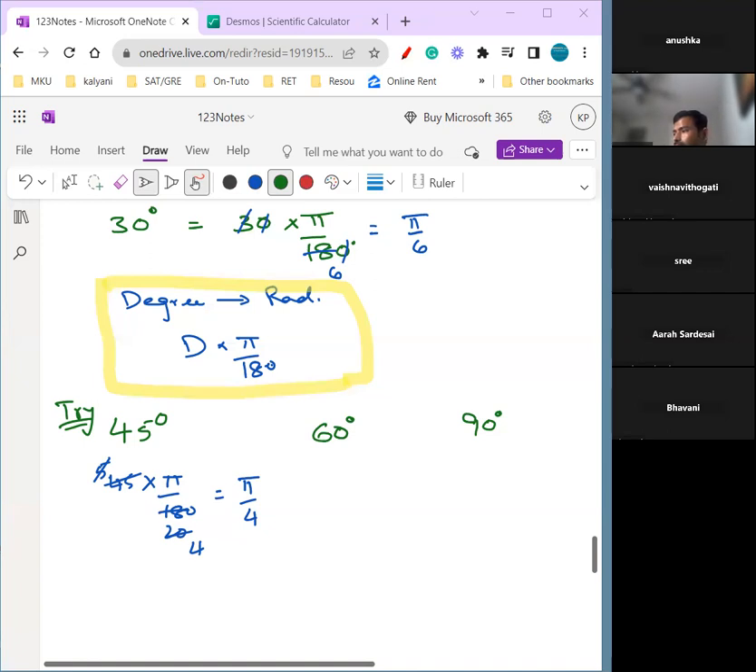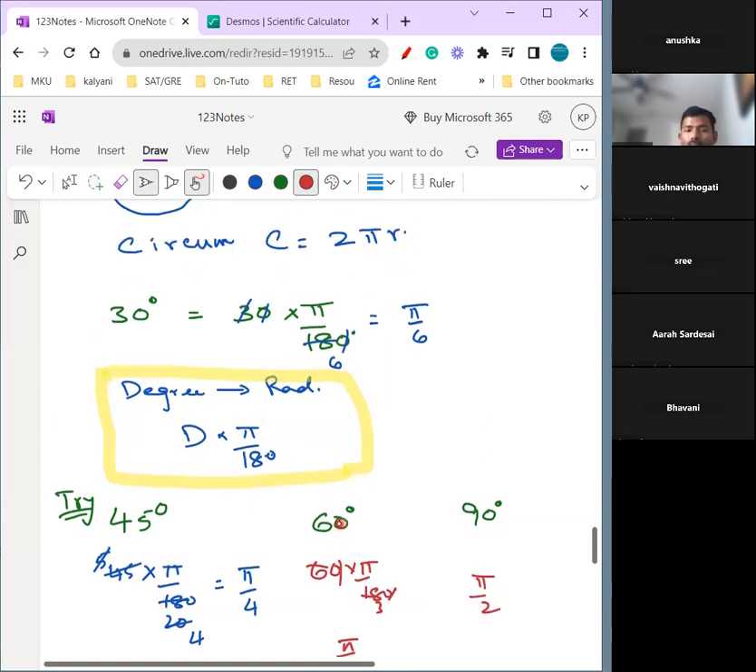All right. Good. Okay. All right, 60 degrees is pi over 3, same way. 60 degrees times pi over 180. So that times 6, it's pi over 3. 90 degrees, pi over 2. So this is how you convert degrees to radians.